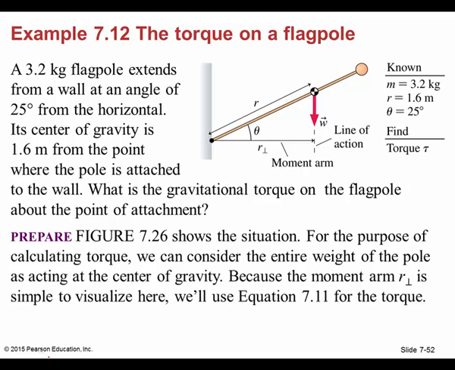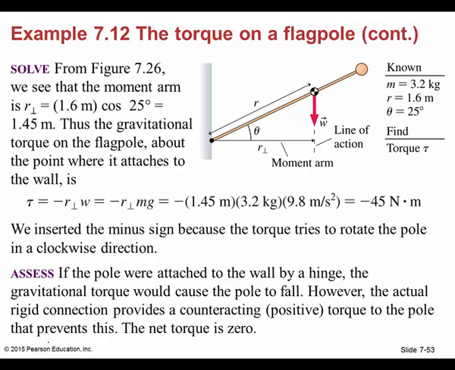Now, let's do an example here. You got a 3.2 kilogram flagpole, extends from a wall at an angle of 25 degrees. Its center of gravity is 1.6 meters from the point where the pole is attached, okay? Now, what is the gravitational torque on the flagpole about the point of attachment, okay? All right, so you got your radius, you got your moment arm, and here, your line of action. Well, how do we find that?